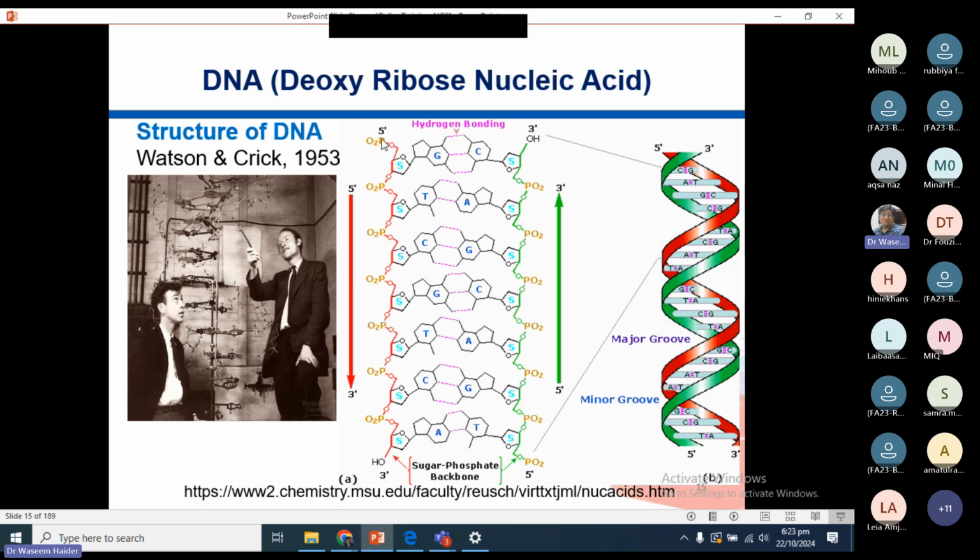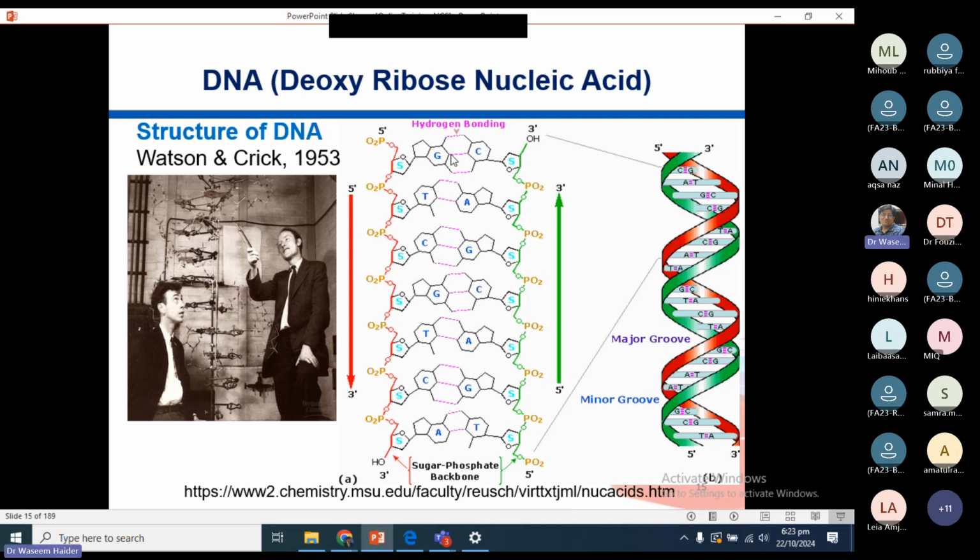So that is the head, that is the tail. So that is the direction, right? So 5 prime end to 3 prime end, and it grows from 5 to 3, right? And then here, this guy has 5 prime end on this side and 3 prime end on that side.